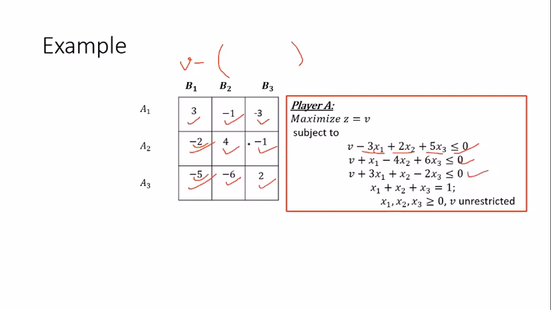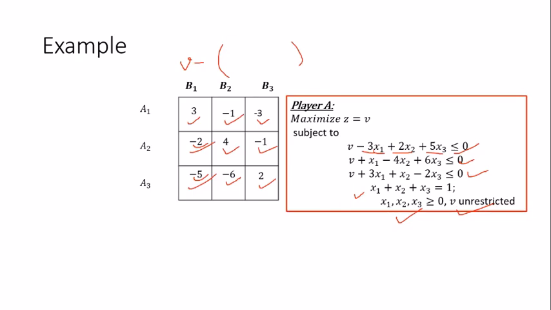So there will be three constraints because you have three columns, and this is the default constraint. You should write that the sum of all three variables, x1 plus x2 plus x3, should be 1. All of them are non-negative and v is unrestricted. So now this LPP is complete. This LPP formulation is complete.